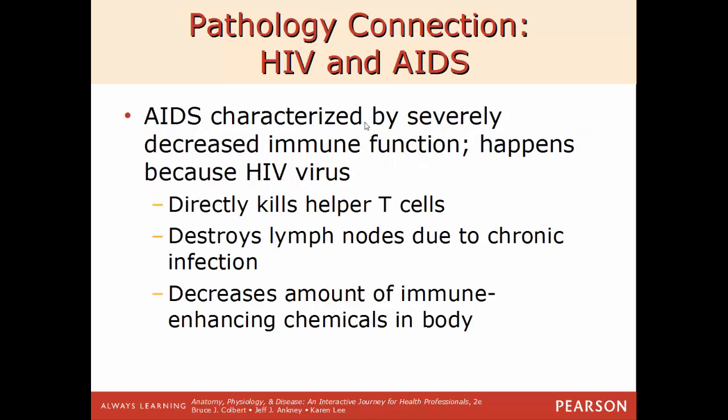Now, AIDS is characterized by a very severely decreased immune function. And this happens because AIDS will destroy helper T cells. It also will destroy lymph nodes due to a chronic infection. So this will decrease the amount of immune-enhancing chemicals in the body. So you really don't technically die from AIDS, you die from complications caused by AIDS.